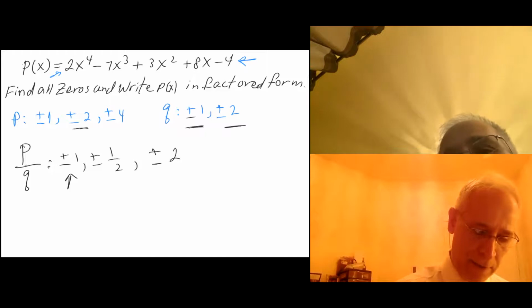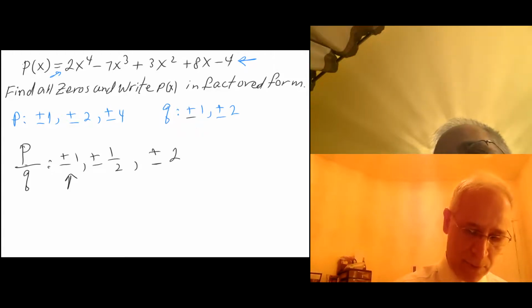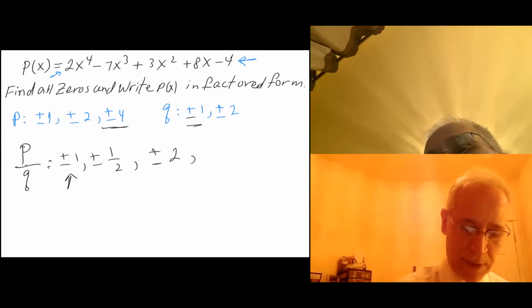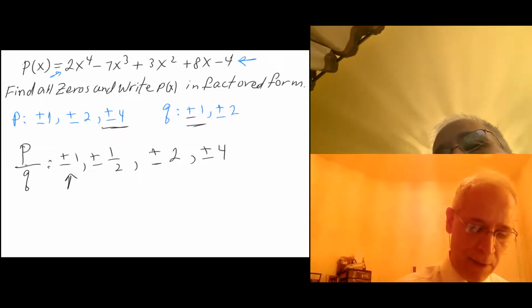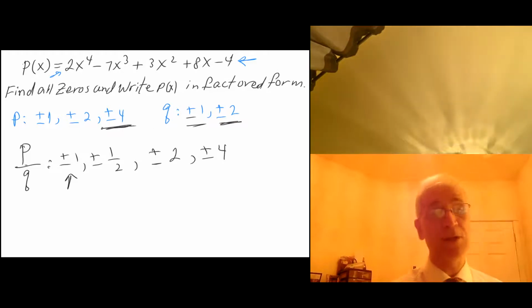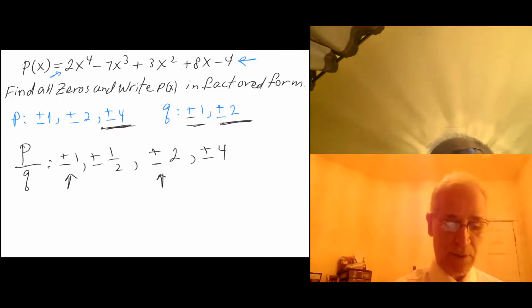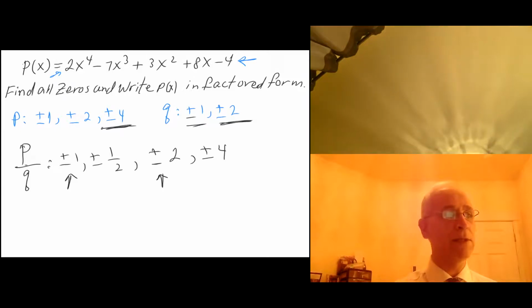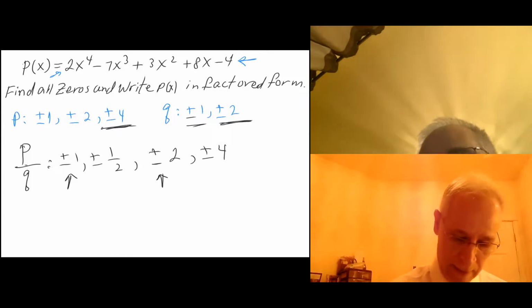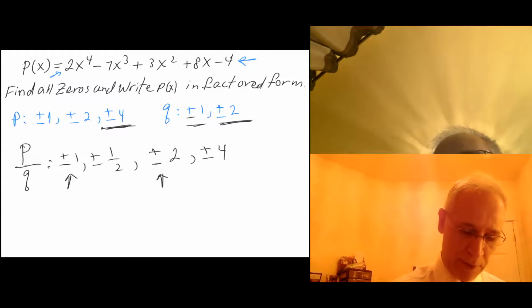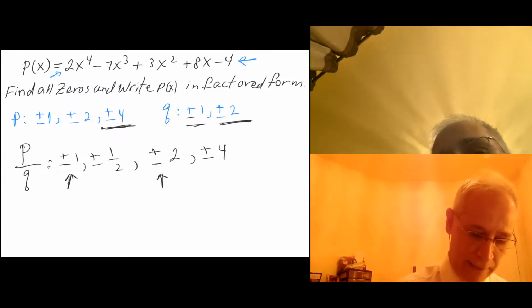And finally, going to plus and minus 4. Plus and minus 4 divided by plus and minus 1 is plus and minus 4. And plus and minus 4 divided by plus and minus 2 is plus and minus 2, but I already have plus and minus 2. So this is all the possible rational roots that I can have.